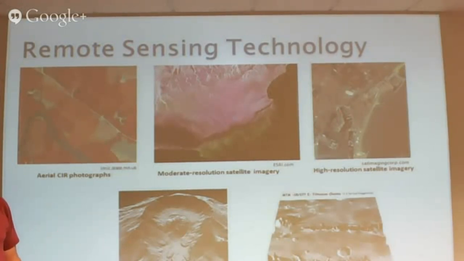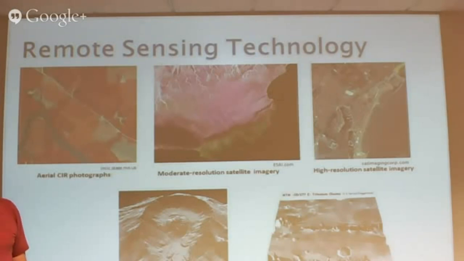And at that time, the military was very uneasy about having commercial satellites up for security reasons. But in the 1990s, there were some changes in the law that allowed companies to go commercial. And now we have high resolution satellite imagery. Some of it is in the meter range. In other words, one pixel is one square meter. Some of it is now in the half meter range.